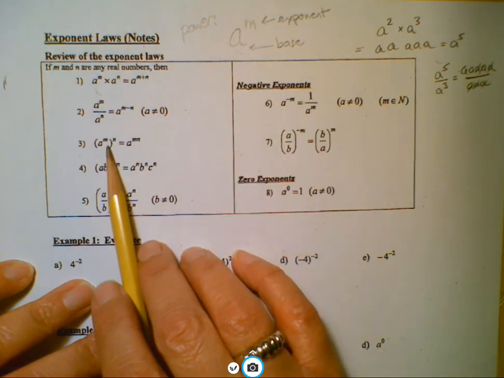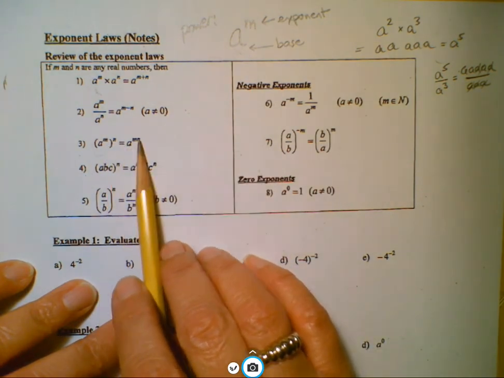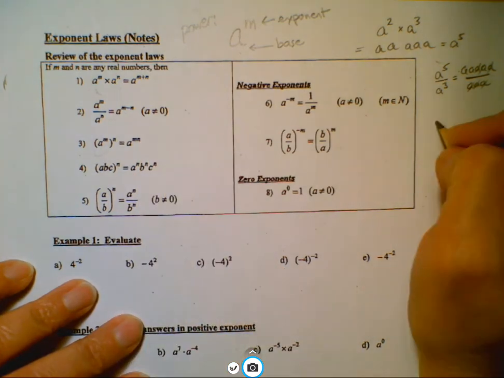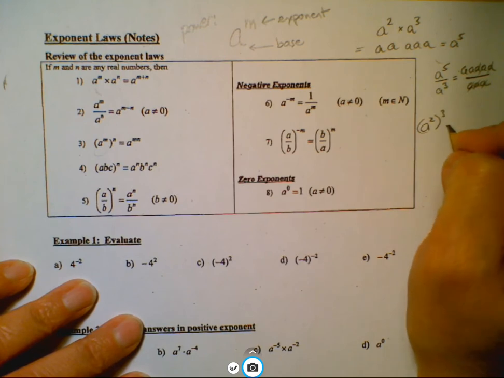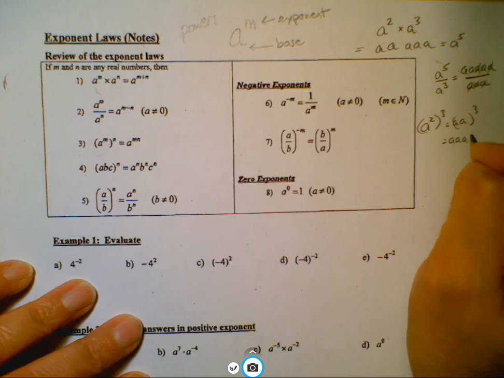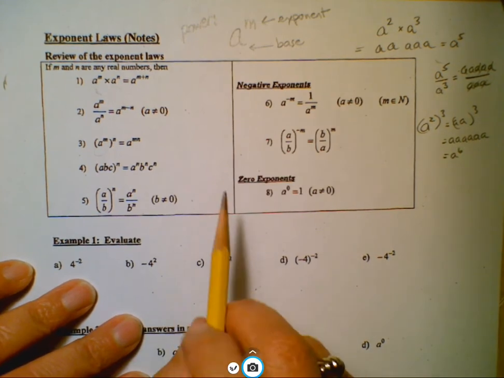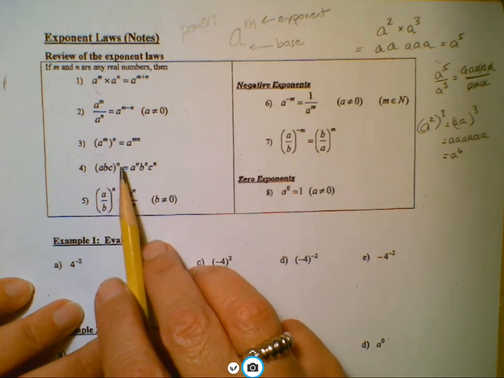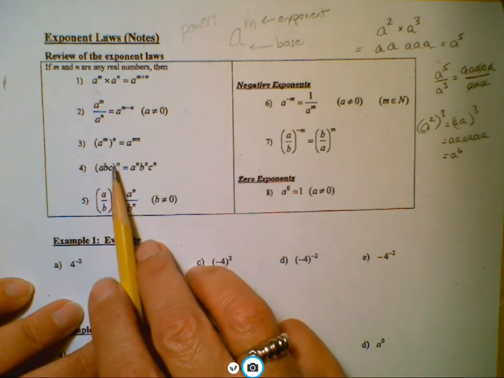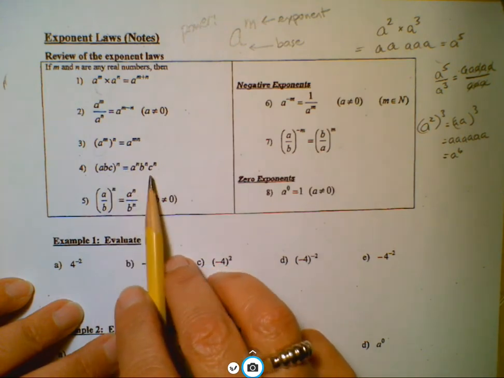A to the m, the whole thing to the exponent n, you multiply the exponents. So that would be like a squared cubed, and that would be AA cubed. And so that's AA, which is a to the 6. So you multiply the exponent. If you have a bunch of things multiplied, and then the whole thing is to an exponent, then each of these items is raised to that exponent. Okay, so they have this relationship here.